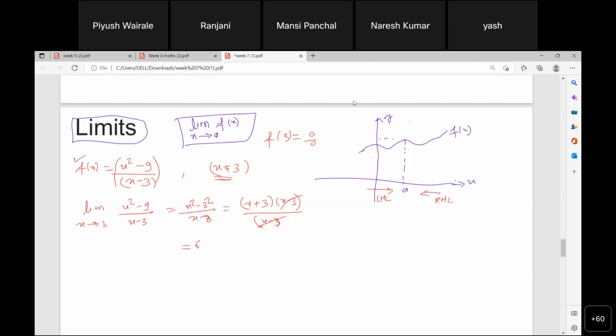That is if it's approaching from the right hand side. You can take right hand limit, left hand limit, you will get the same thing here, 6.